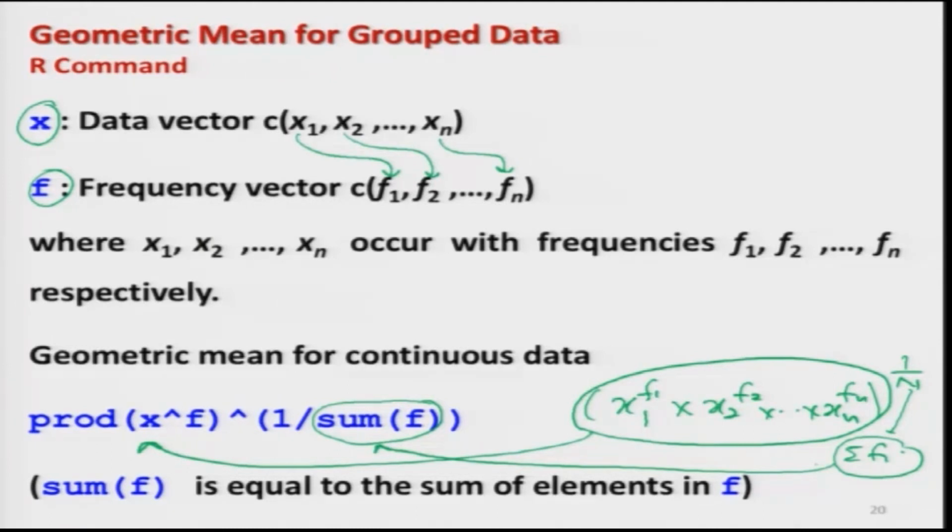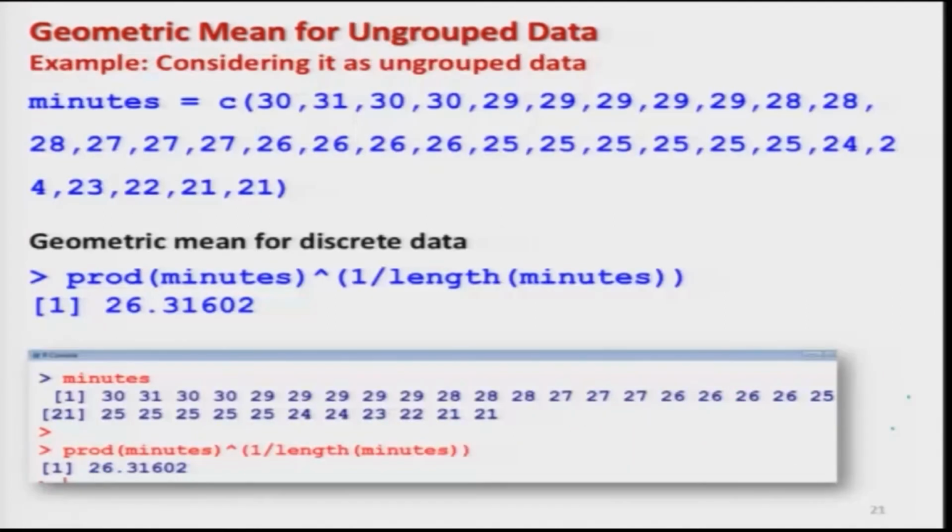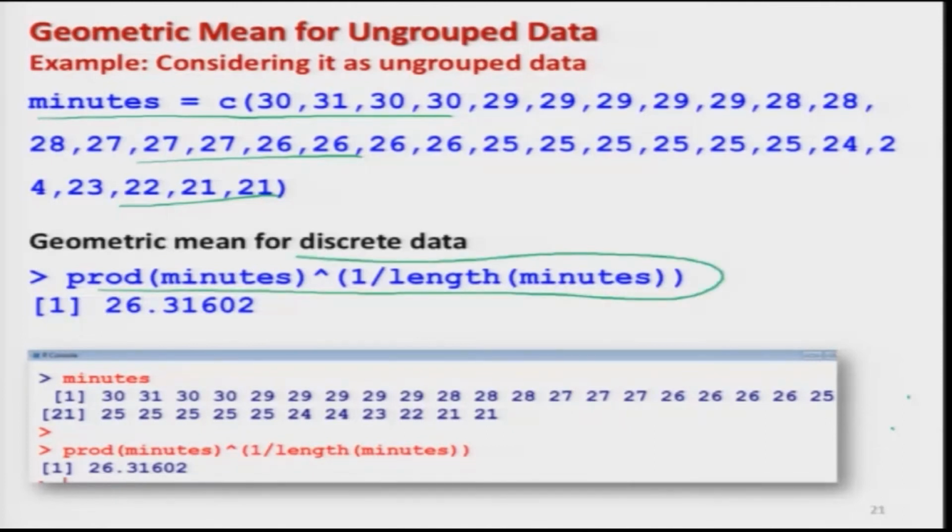So, you can see here that just by using the built-in functions in R, you can find out the geometric mean. Now, in case I take the same example in which I have considered the data on minutes, this data is contained like this, and if you want to find out the geometric mean considering this data as a discrete data, you simply have to use this expression, and you can see this is the value of the geometric mean, and this is the screenshot.